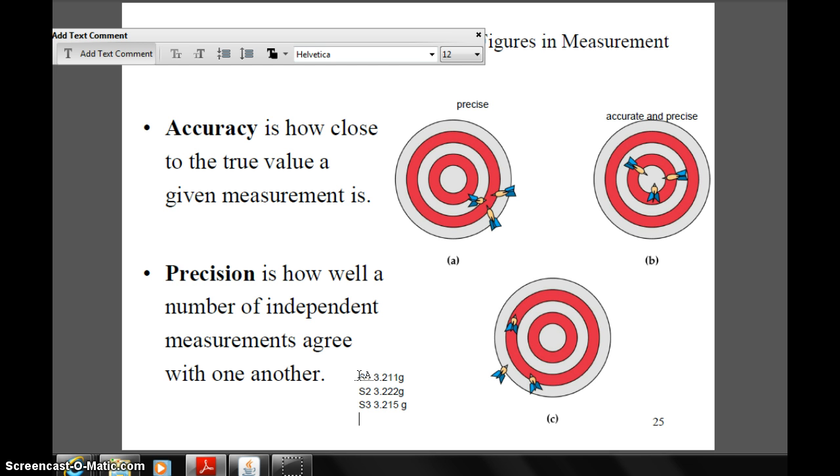Is it accurate? Is it precise? Is it both accurate and precise? Or none of the above? If you think about it, the three values do follow each other, but we have no idea what the true value is. So nothing can be said about the accuracy. But since the three values follow each other, they definitely are precise. So this data is just precise. Nothing can be said about the accuracy of this data. I hope that is clear to everybody.